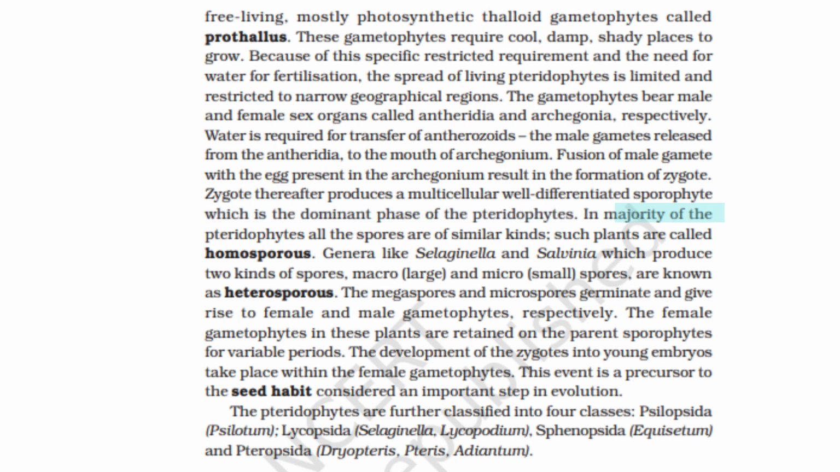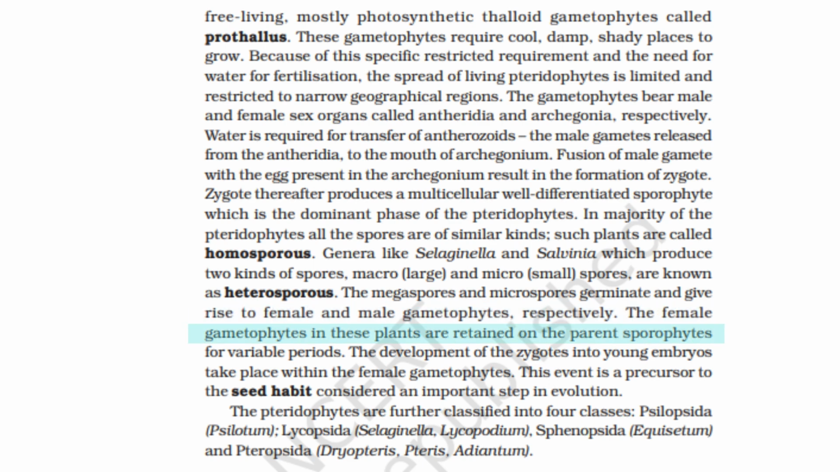In the majority of pteridophytes, all the spores are of similar kinds. Such plants are called homosporous. Genera like Selaginella and Salvinia, which produce two kinds of spores, macro (large) and micro (small) spores, are known as heterosporous. The megaspores and microspores germinate and give rise to female and male gametophytes, respectively.